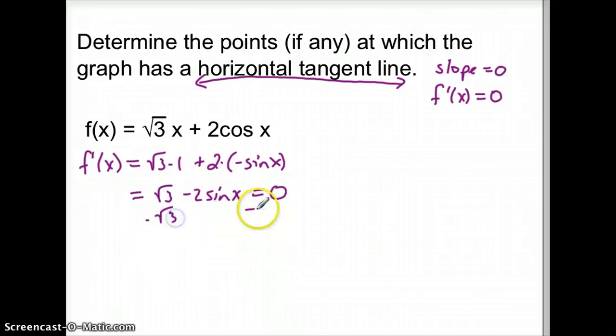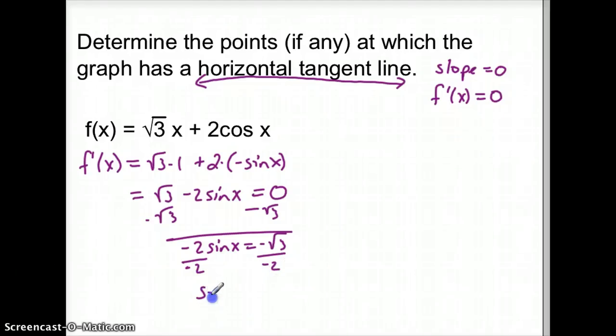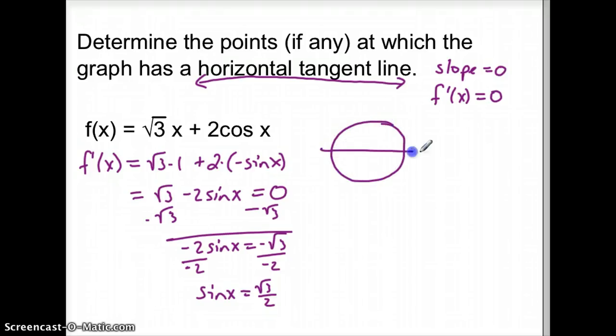Subtract square root of 3 from both sides. Negative 2 sine x equals negative square root of 3. Divide by negative 2. Where does sine x equal square root of 3 over 2? Well, it's lots of places on our unit circle, so they would probably give you a domain, like which determine the points, if any, so more than one point possibly, maybe between 0 and 2 pi.